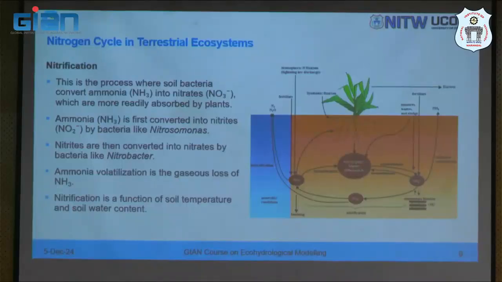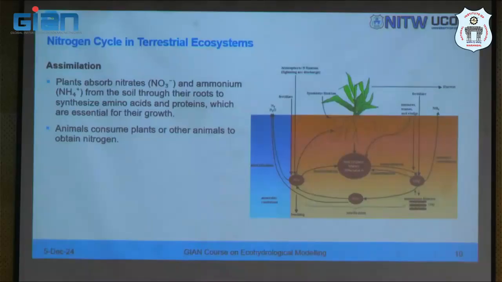Okay. So similarly, your soil temperature and soil water content both affect the quantity in this nitrification process, right. So basically your ammonia gets converted into nitrates. That's a two-step process. It first gets converted into nitrites, then to nitrates.